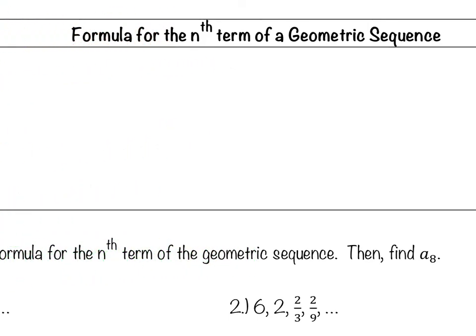So let's look at this one. A little bit more complicated to sort of pick out. Maybe not, maybe you got it. But same process here. I still need the first term, so a sub 1, and the r, because we're dealing with geometric here. So the first term is 6. And then the r, we have to do a little bit here. Let's see what's going on between these. 2, so it looks like it's being divided by 3.